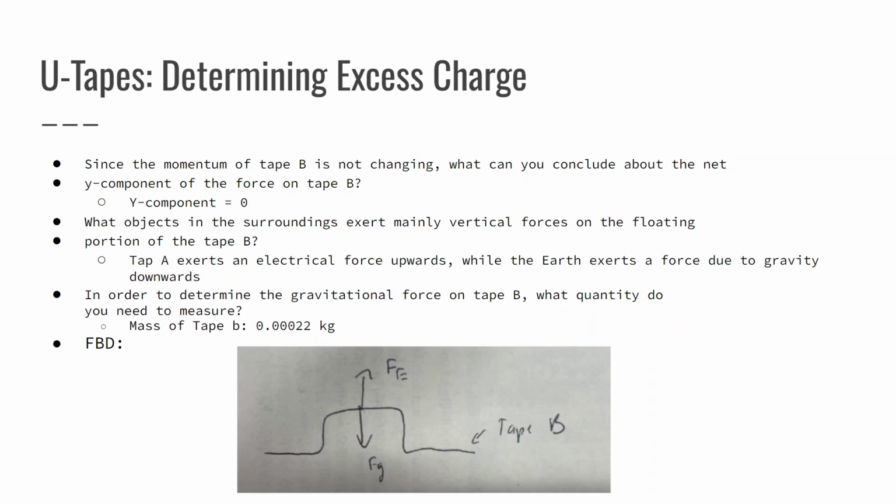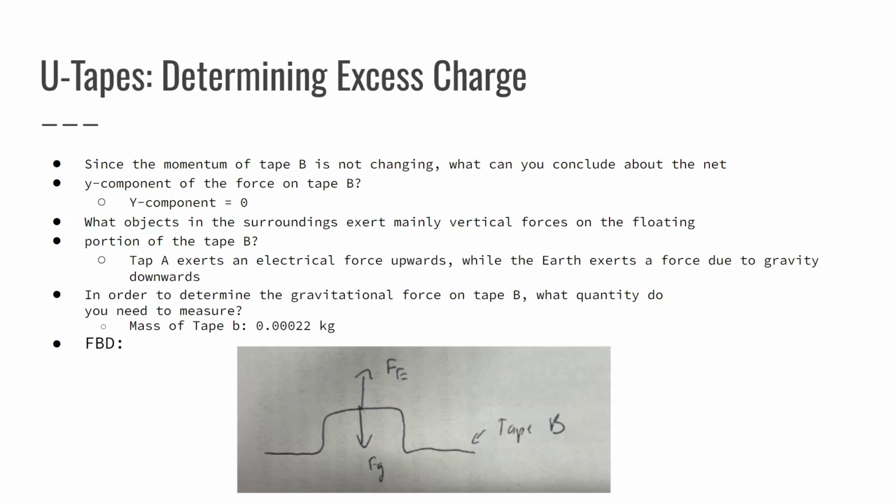Now, in order to determine the excess charge, we must construct a free body diagram to see what forces are affecting tape B. As you can see, the only forces affecting tape B are the force of gravity exerted by the Earth and the electric force exerted by tape A, and both of these are equal to each other, since the momentum of tape B is not changing, so the net y component of the force is 0.